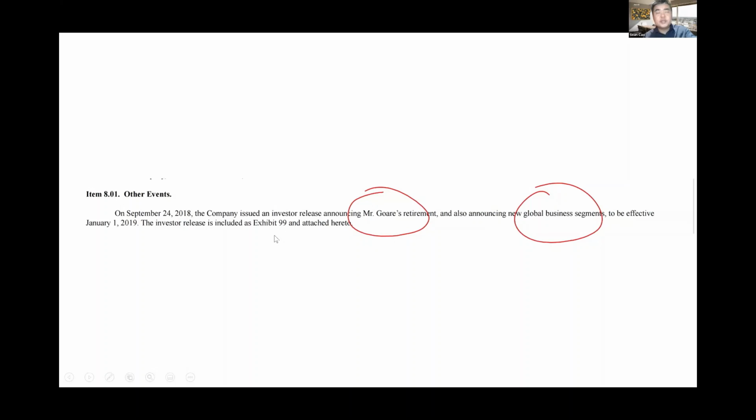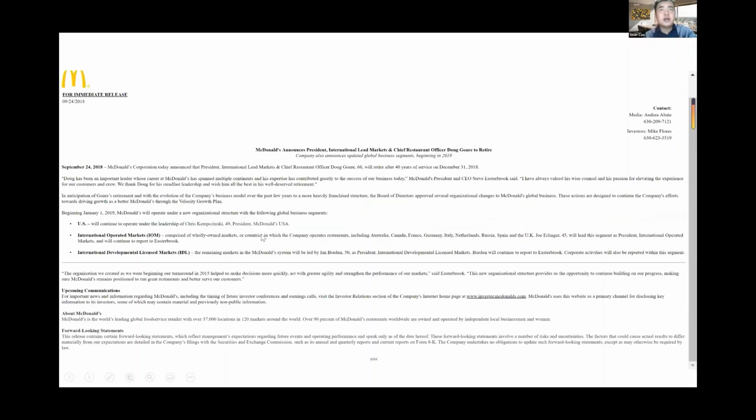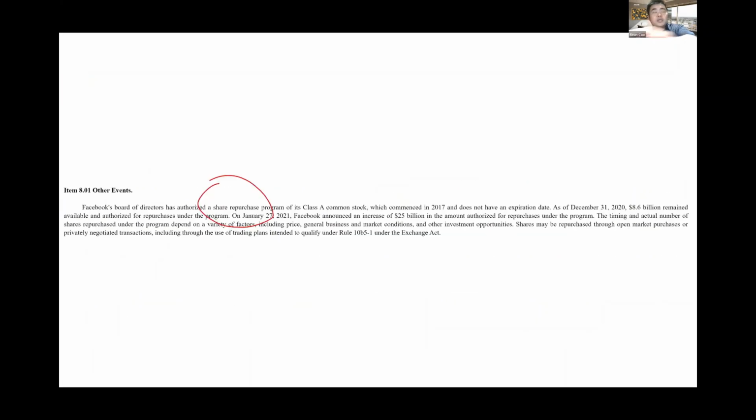And then if you want detailed news, you have to pass Exhibit 99 to analyze the detailed news. So this is the details of the news. You can see that someone is retiring, and we have the new business segments. What else is in the 8.01? You can see the stock repurchase news. That's also in the 8.01.